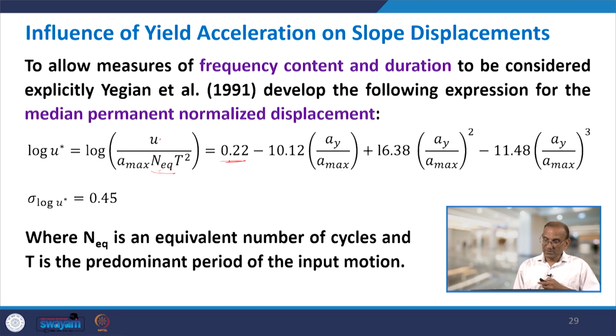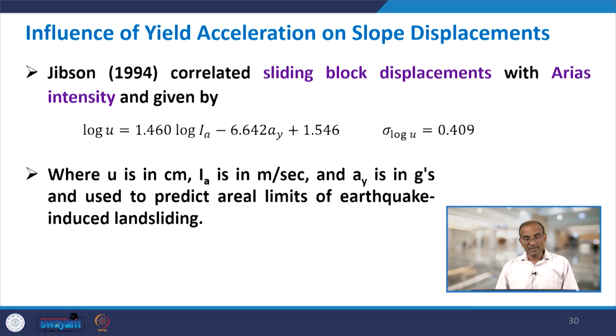So, what do you do? Using this equation you find the ratio on the right hand side, which is dimensionless. Once you find this ratio, you find out this value, and once this value is known, then you can find the value of u equal to Amax NEQ into T square, where NEQ is the equivalent number of cycles and T is the predominant period of the input motion.